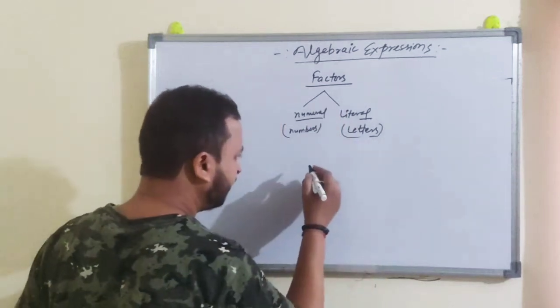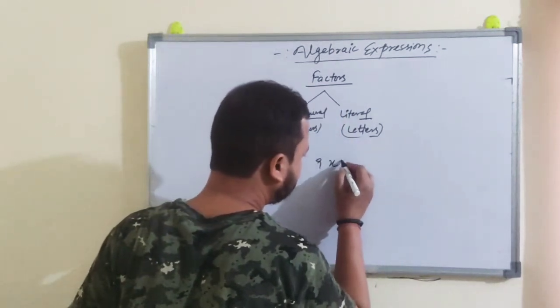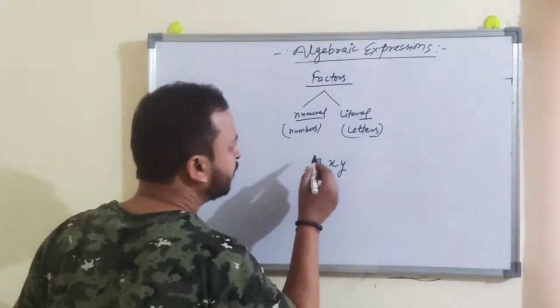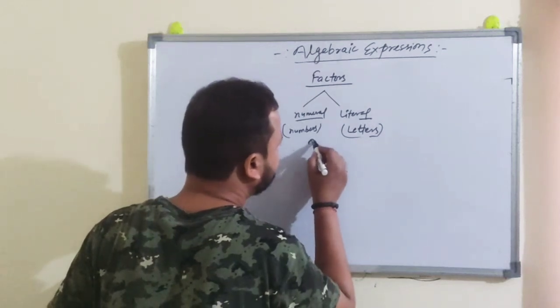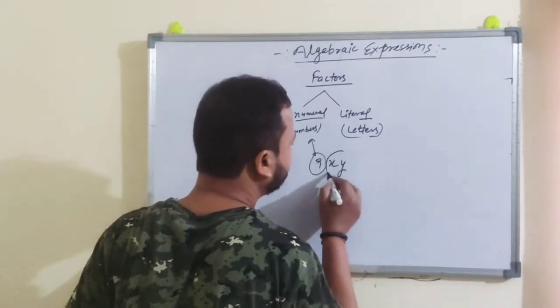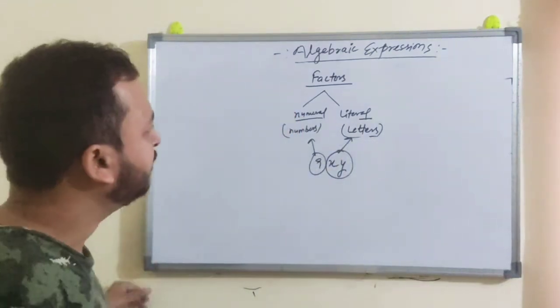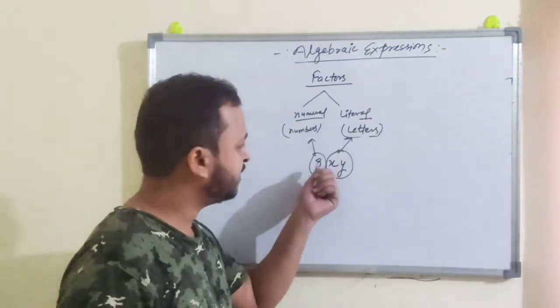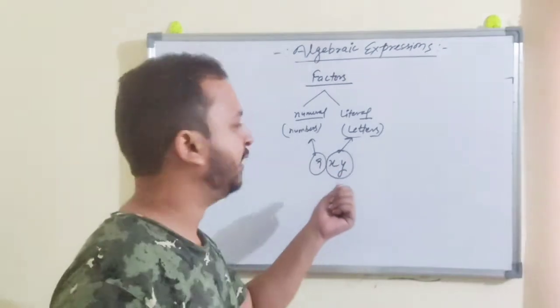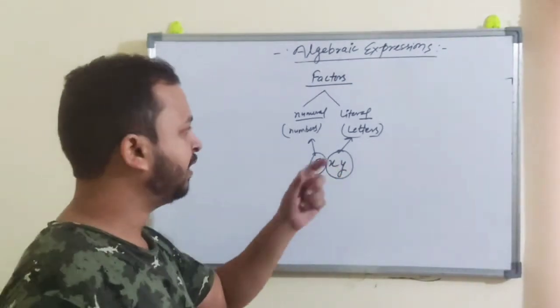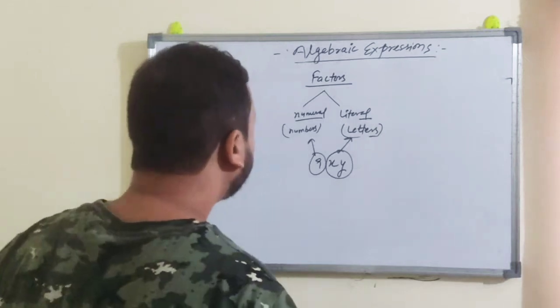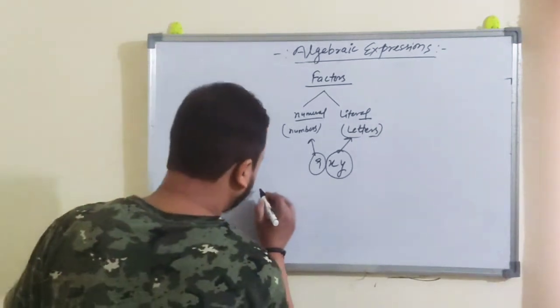So if we are talking about 9xy, this is the numeral part, this is the literal part, right? So they are two different factors. They are actually joined together with the multiplication sign, or product. Multiplication or product, you can say that. One more thing, coefficient.